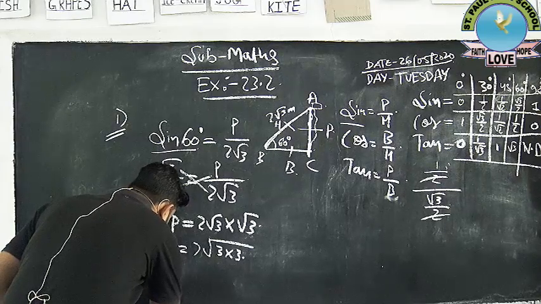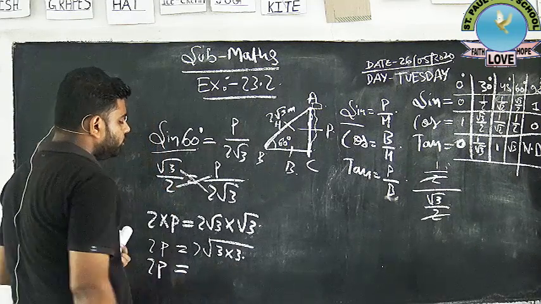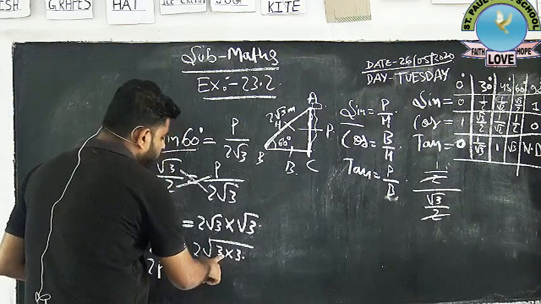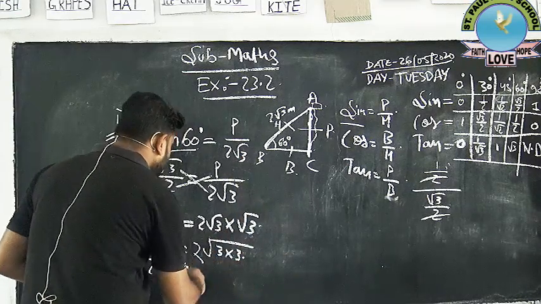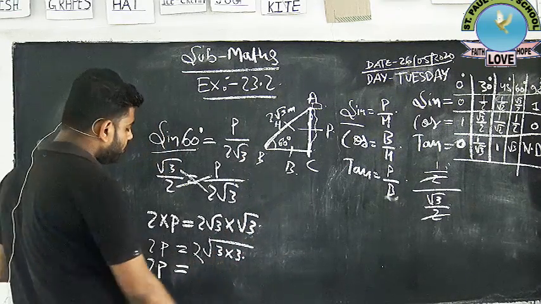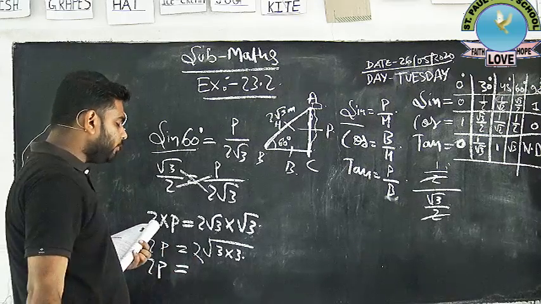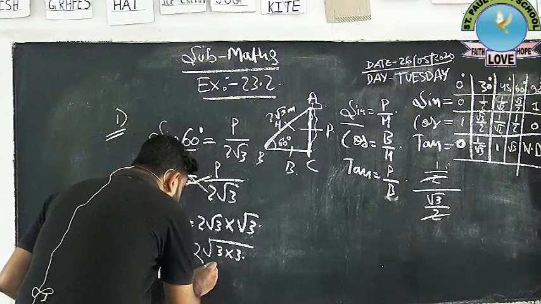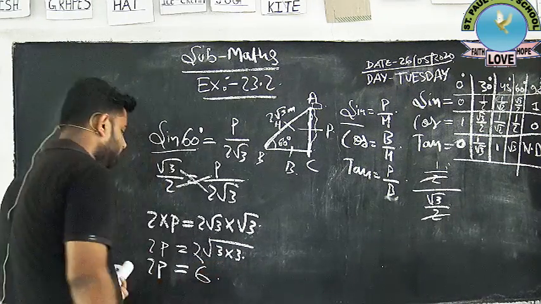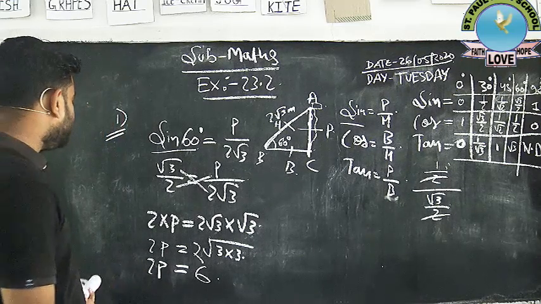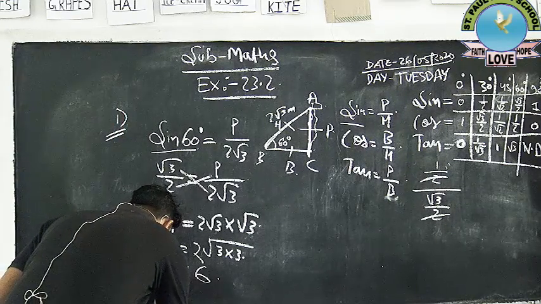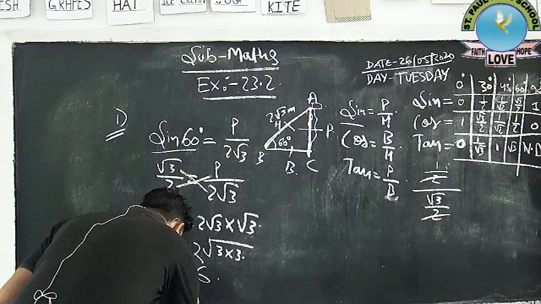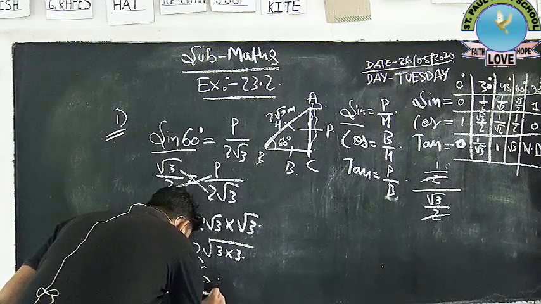We have 2p here and root 3. In the root, if two numbers are there, it will become 1 and 3 will come out, and after that 2 is in multiply, so you can directly do 2 into 3, that accounts to 6. 2p equal to 6, we have to calculate for the p. So what will be the value of p? 6 divided by 2.